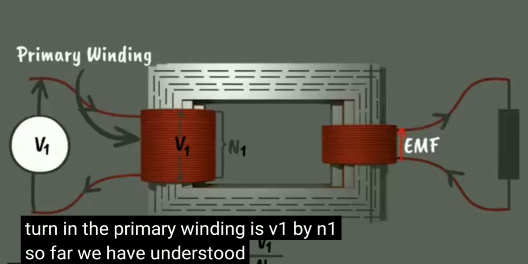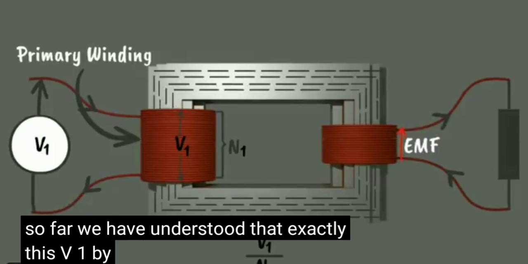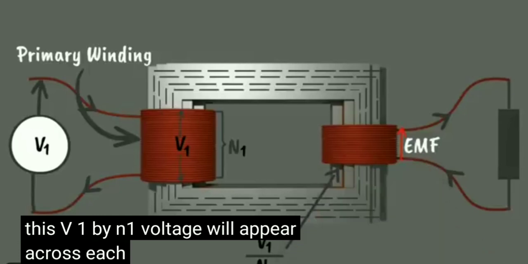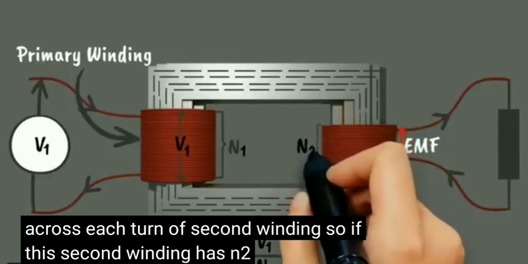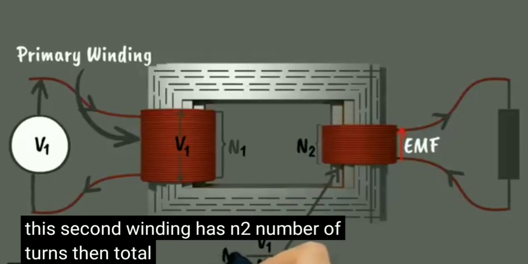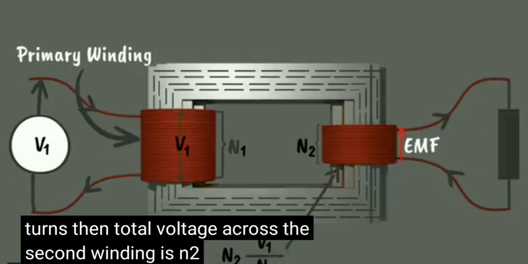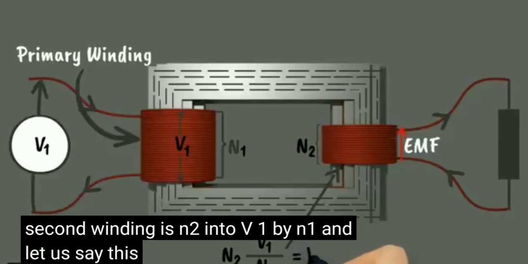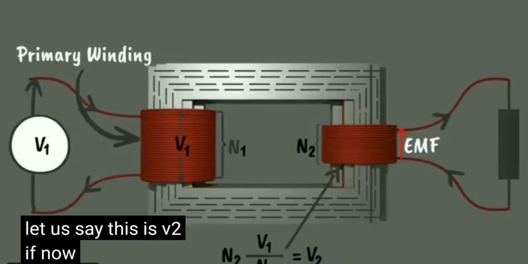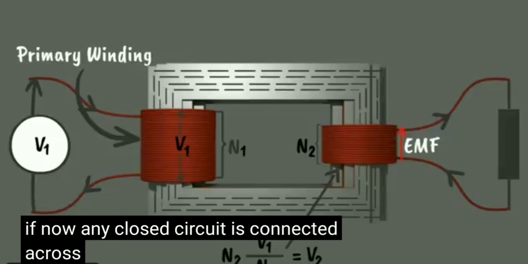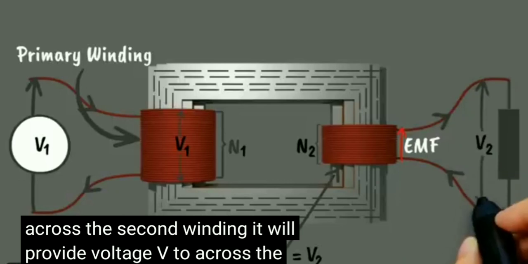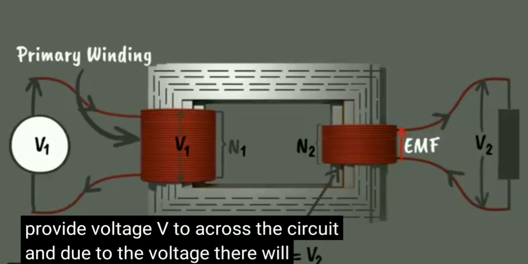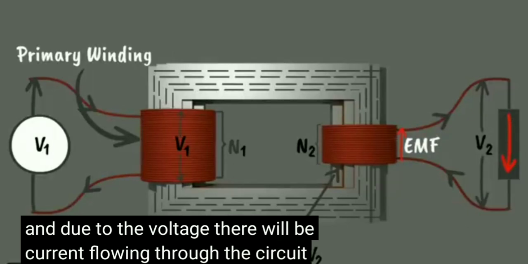So far, we have understood that exactly this V1 by N1 voltage will appear across each turn of the second winding. So if this second winding has N2 number of turns, then the total voltage across the second winding is N2 into V1 by N1, and let us say this is V2. If now any closed circuit is connected across the second winding, it will provide voltage V2 across the circuit, and due to the voltage there will be current flowing through the circuit.